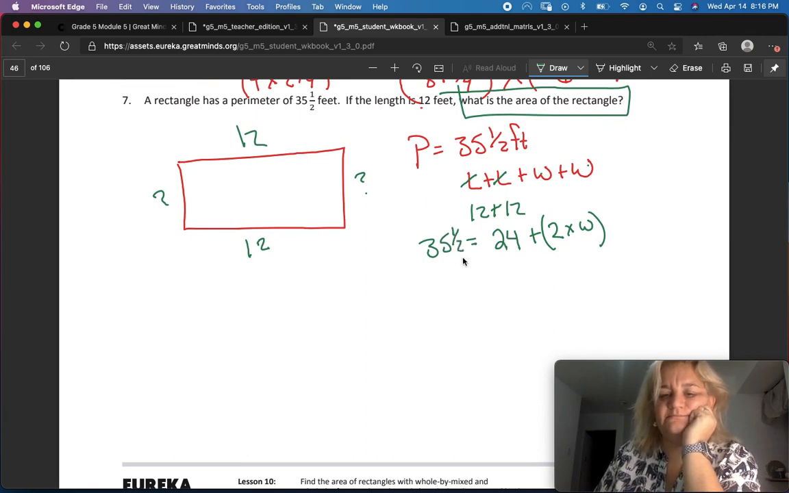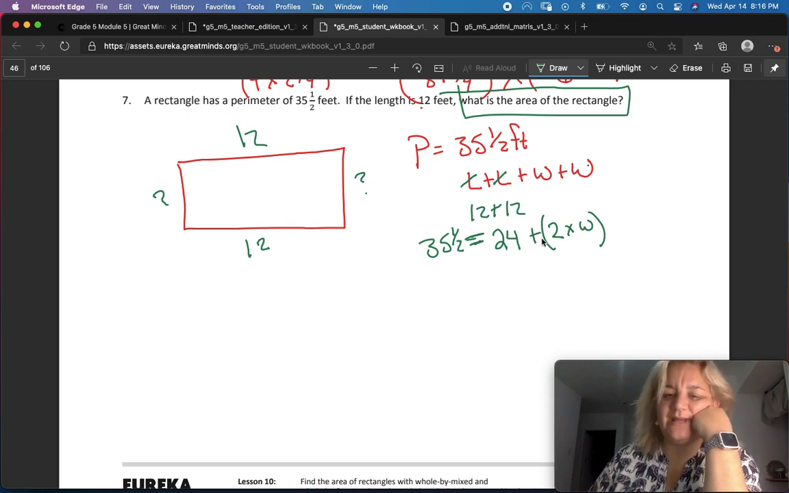Now, 35.5 equals 24 plus 2 times W. What did I say about this equal sign? Whatever you do to the left, you have to do to the right. Well, how could I get this 24 off this side? How do you think? I'm going to subtract 24 from both sides, okay?